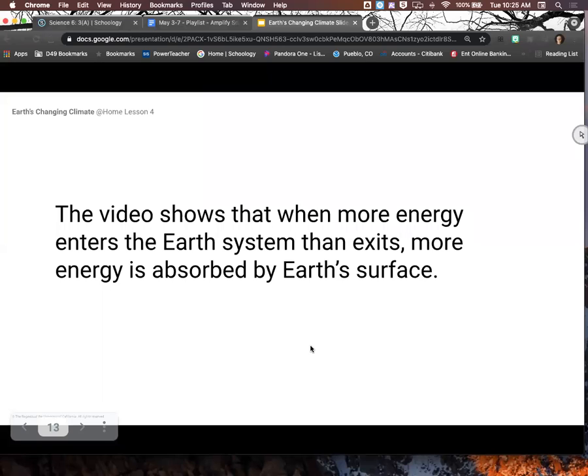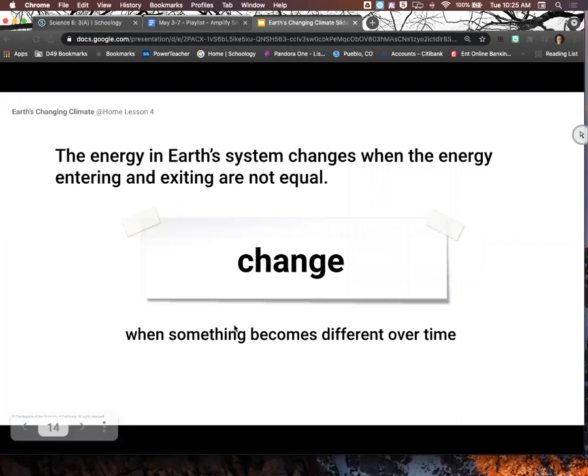Now, how can the amount of energy absorbed by Earth's surface change? Well, the video shows that when more energy enters the Earth system than exits, more energy is absorbed by Earth's surface. The energy in Earth's system changes when the energy entering and exiting are not equal. So that's what creates a change. When something becomes different over time.